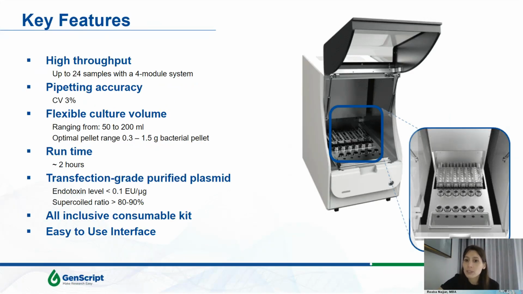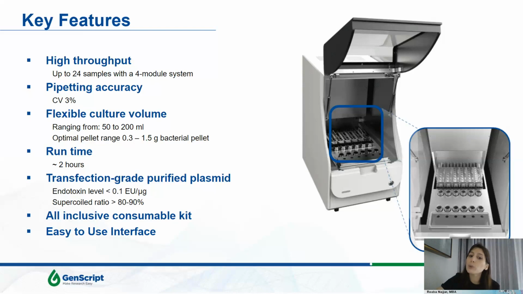So I'd like to take a couple moments to highlight the key features of the AmMag Quattro. As I mentioned before, if you end up using a four module setup, you can technically run 24 samples at a time. The pipetting accuracy of this instrument is pretty good. It's actually a CV of 3%. And the actual sample is really limited by the pellet range. So when you have your bacterial pellet, one of the first steps is actually to centrifuge it down. And that wet bacterial pellet is what's going to be loaded onto the AmMag Quattro deck. And after that, it will be completely hands-off or automated.